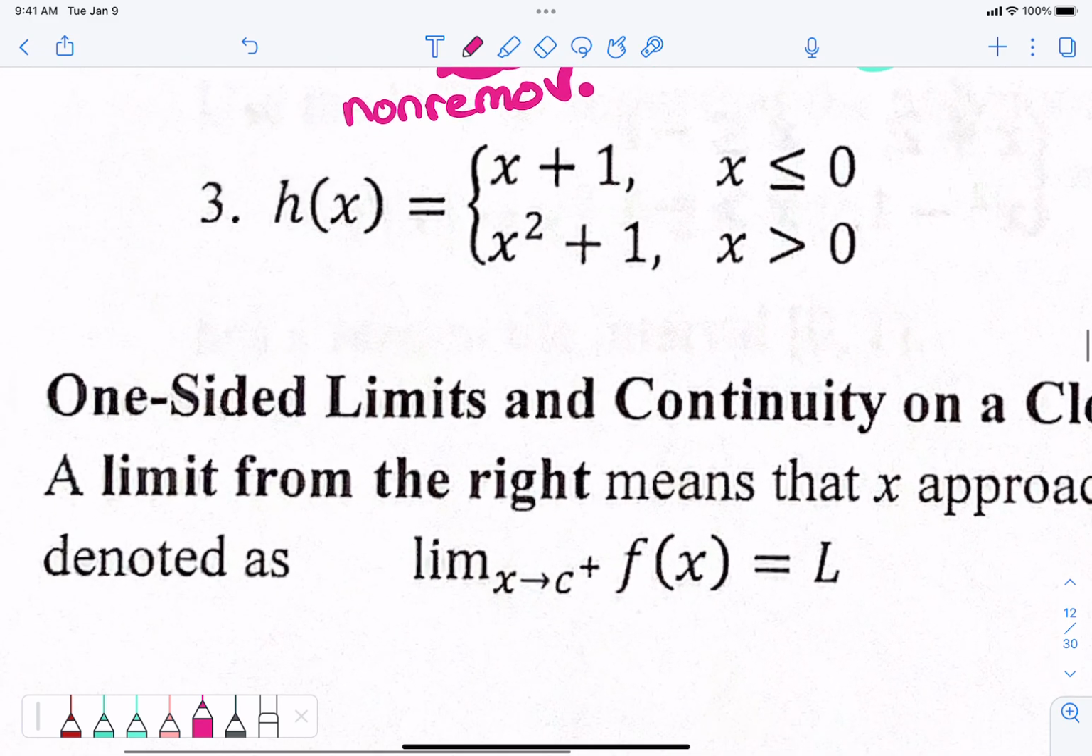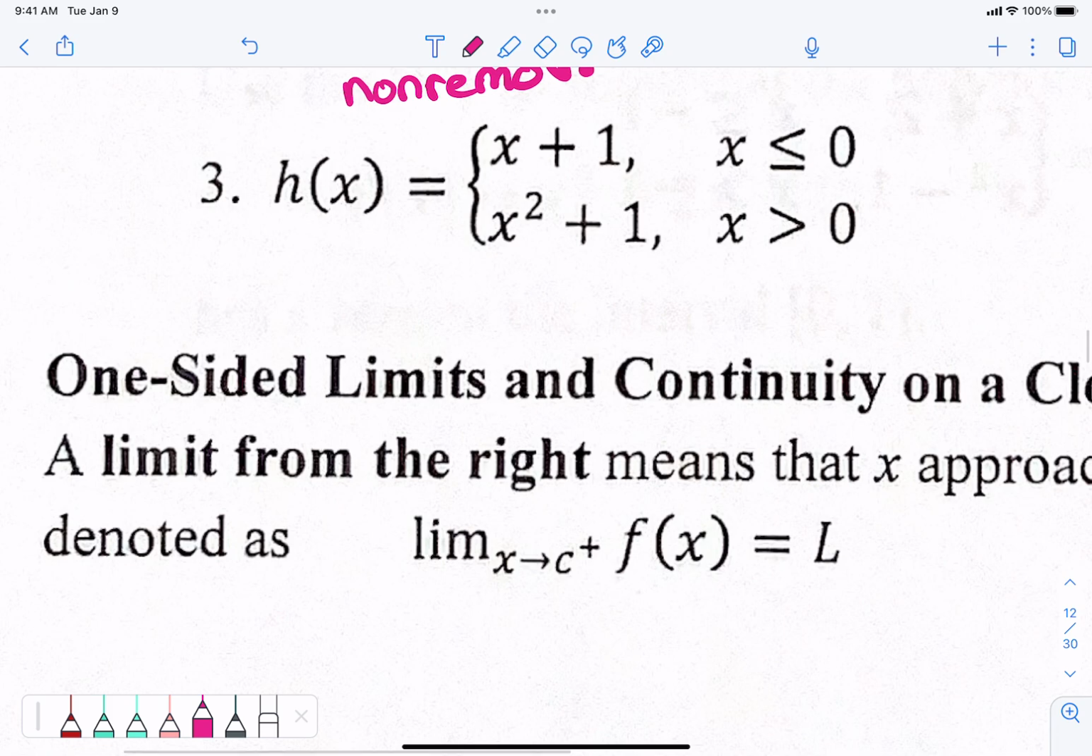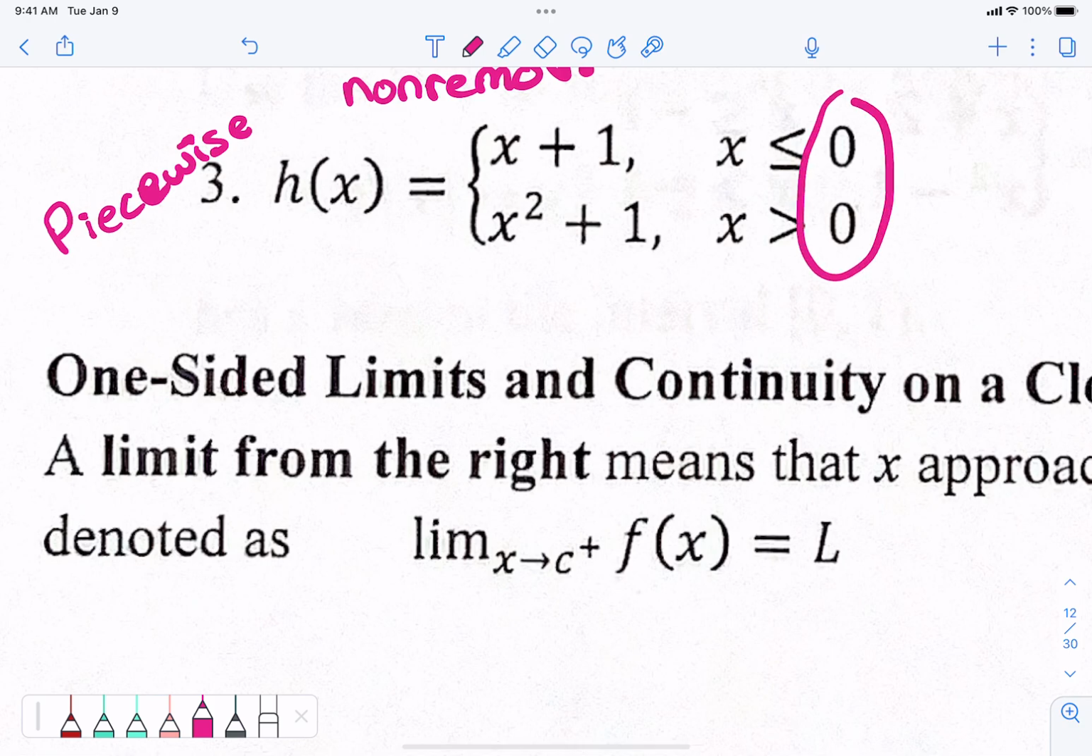Yeah, number 3. Okay, this one is a piecewise function. Here's how piecewise functions operate. All right, this is where we talk about one-sided limits. That's the title of this section, talking about one-sided limits. Okay. So what we're gonna do is 0 is the point that's in question, right? If they're gonna have a jump, it's gonna be at 0. Does that make sense? Okay.